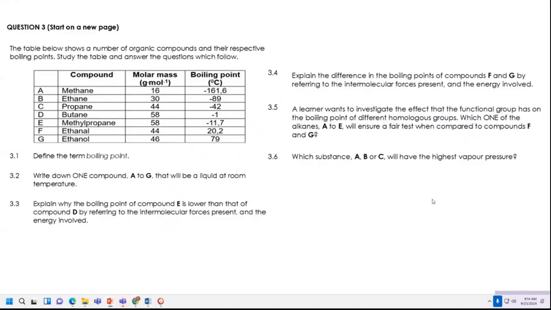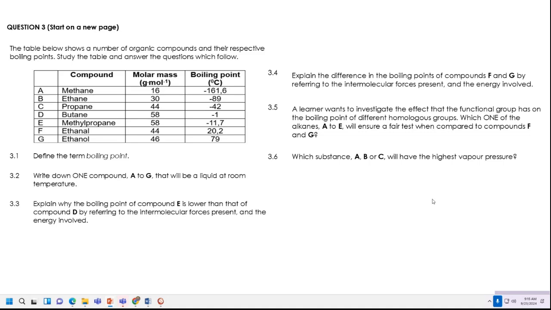We're now at our last two questions on this. 3.5, a learner wants to investigate the effect that the functional group has on the boiling point of different homologous series. Which one of the alkanes, A to E, will ensure a fair test? Now, grade 12s, just make a note of this. The definition of a fair test in chemistry is a scientific investigation in which there is only one independent variable. Please keep that in mind. There's only one independent variable. And so which one, is it methane, ethane, propane, butane, methyl propane, will ensure a fair test when compared to compounds F and G?